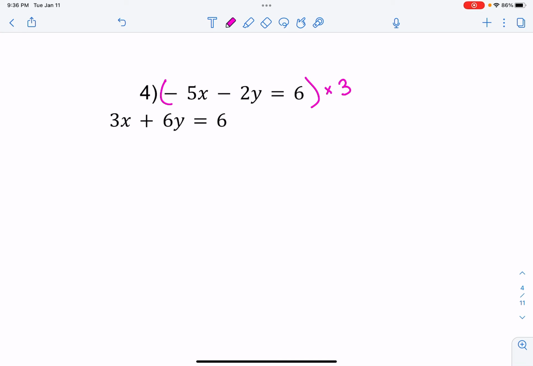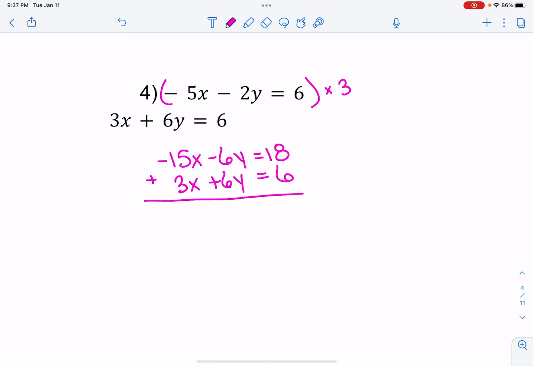Okay, so negative 5x times 3 is negative 15x. Negative 2y times 3 is negative 6y. And 6 times 3 is 18. And then I'm just going to rewrite that second equation, just bring it all down so it's actually lined up nice and neat. And now we add those equations together.